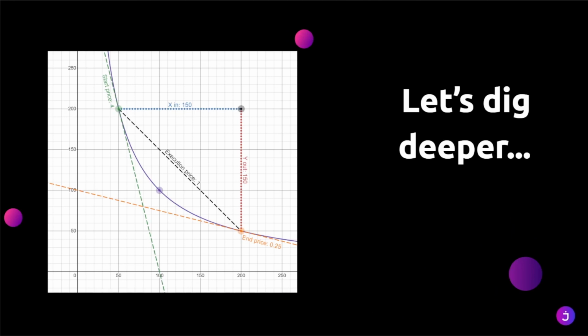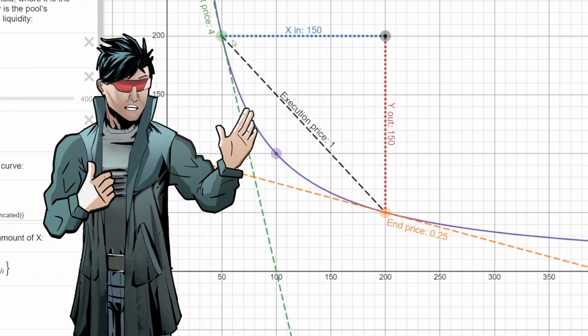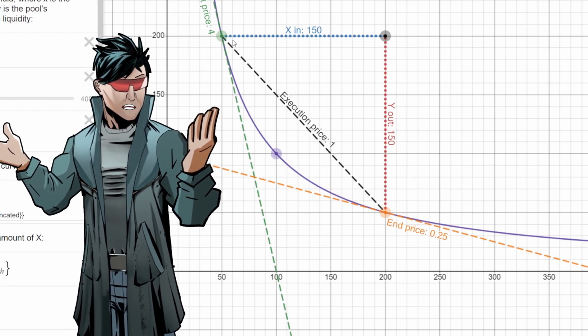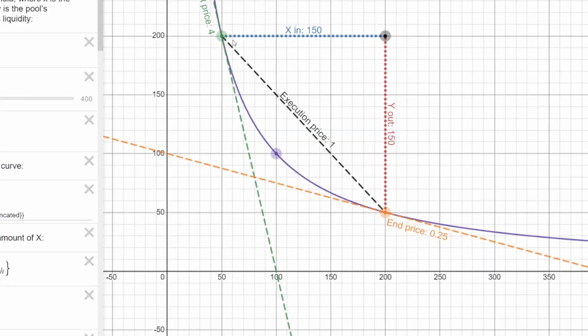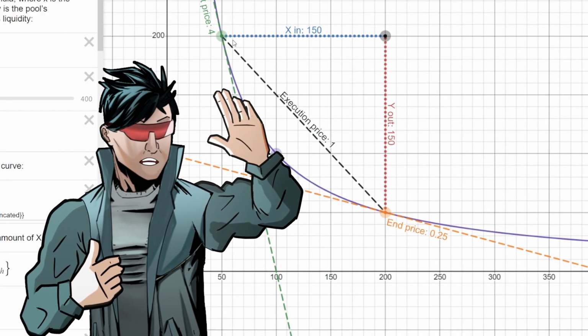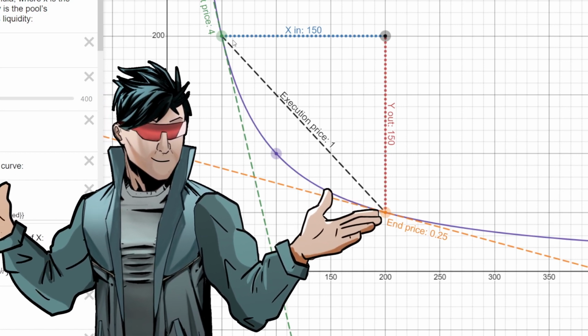Let's dig a bit deeper to understand this better. Here's a Desmos chart, courtesy of Dan Robinson from Paradigm. Desmos is a graphing software that helps us visualize this constant product equation. The graph is taking in the starting amounts of both token X and Y, and using these values to help us calculate the execution price.